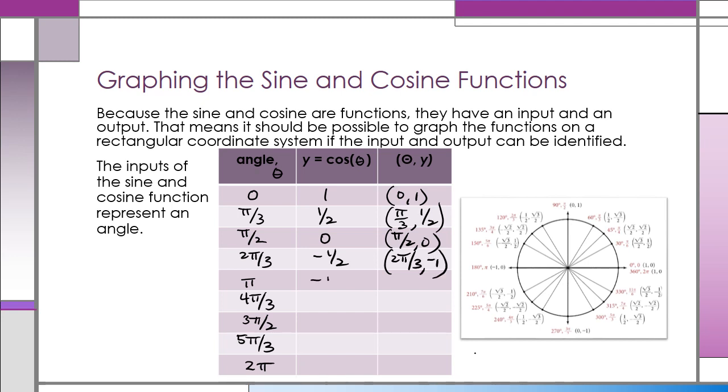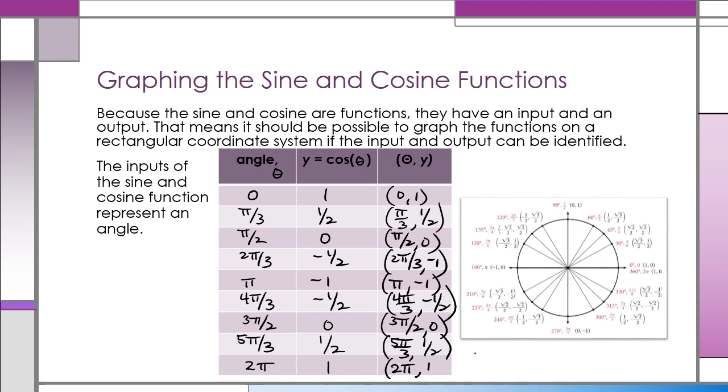At pi, I'm at -1 for the point pi, -1. At 4 pi over 3, I'm at -1/2 again, just like I was at 2 pi over 3, so I'm seeing the symmetry. At 3 pi over 2, I'm at 0 for the ordered pair 3 pi over 2, 0. At 5 pi over 3, I am at +1/2 for the point 5 pi over 3, 1/2. And finally, making my way around to 2 pi, I'm back at 1 for the point 2 pi, 1.